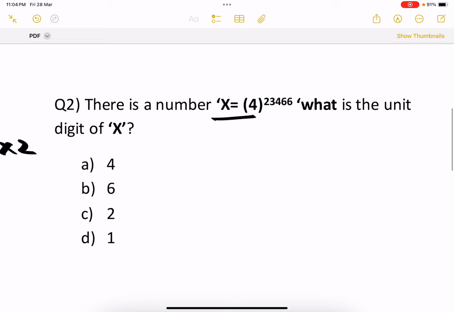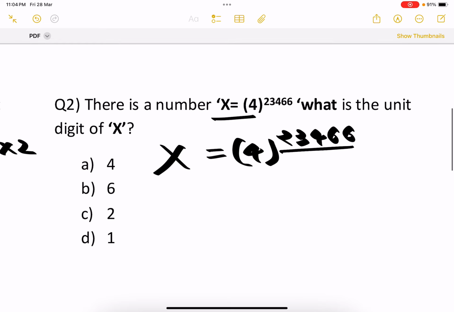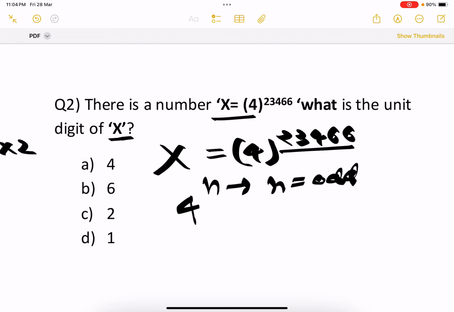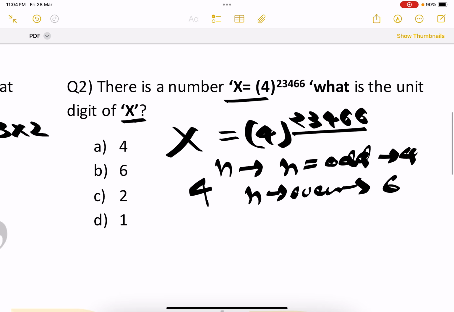There is a number x, एक नंबर x दिया है जो है 4 to the power आपका 23466. Okay, 23466. Now we have learned one property and we have to find the unit digit of x. Now we have learned one property of 4, that whenever there is 4 to the power any n, so if n is odd, अगर n odd होगा तो हमारे पास जो यूनिट डिजिट आएगा आपका 4 आ जाएगा, और अगर n आपका even होगा तो यूनिट डिजिट आ जाएगा हमारे पास 6. ओके, we have learned this concept already in the videos on unit digit.